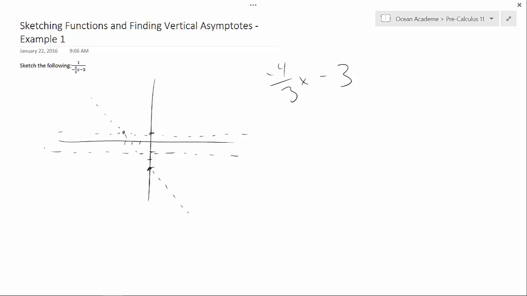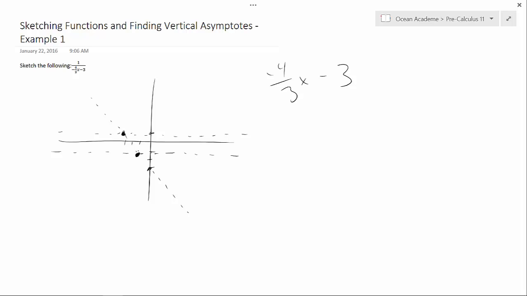Now, considering the dotted line that I drew for negative 4/3 x minus 3, I want to consider where that crossed negative 1 and 1, and just make up my dots there. I know that those two values, those two dots, are going to be on my new graph.